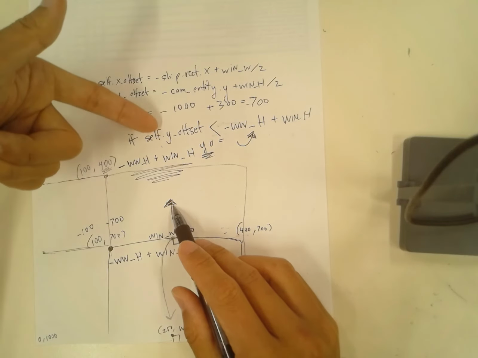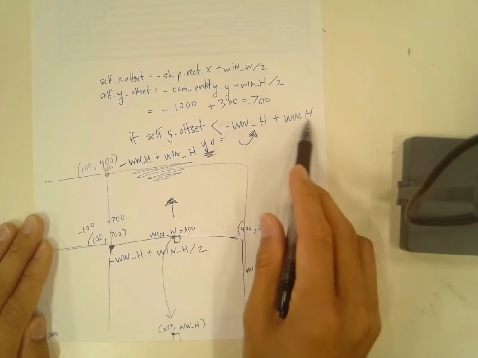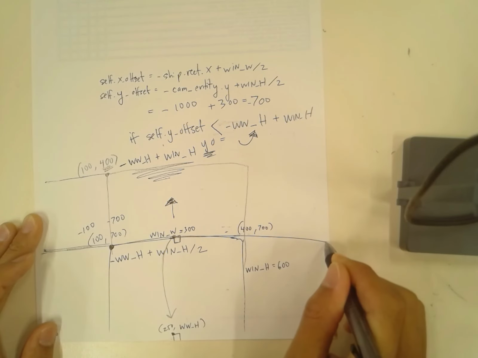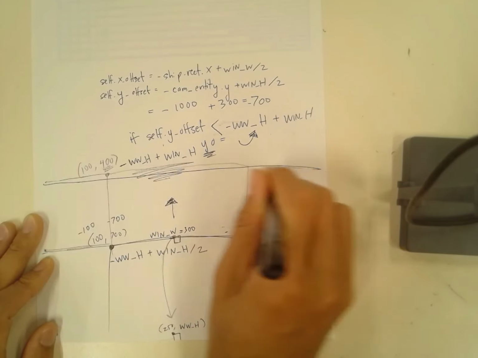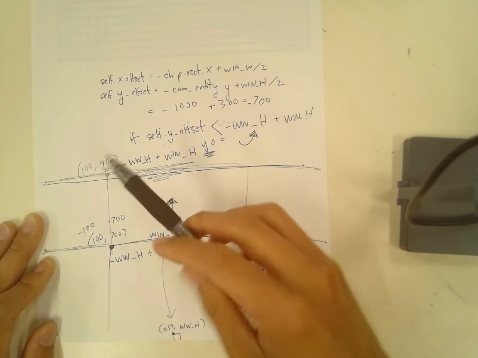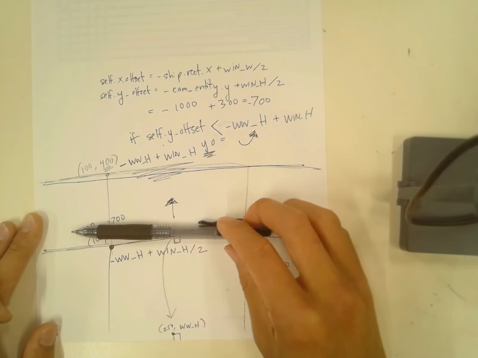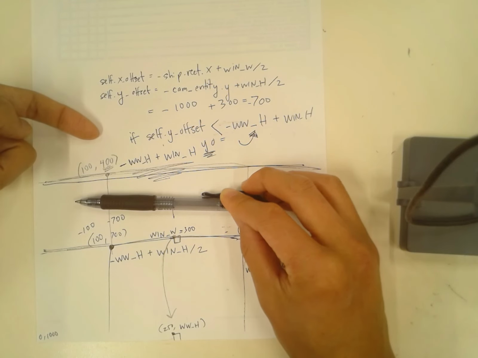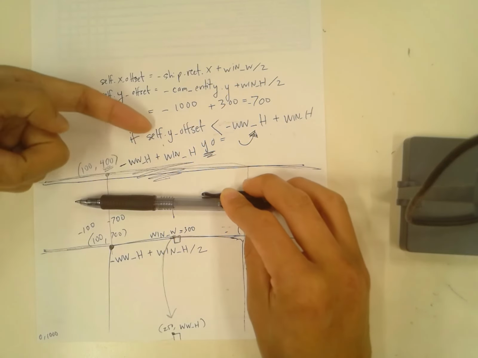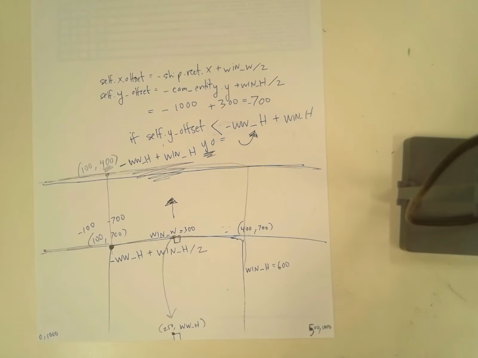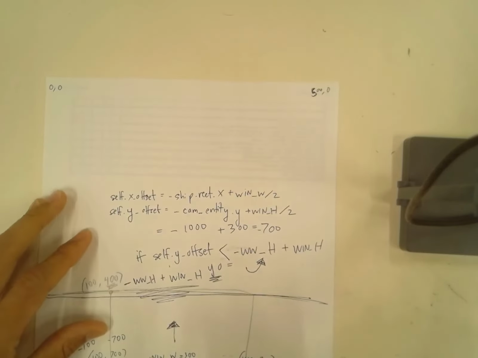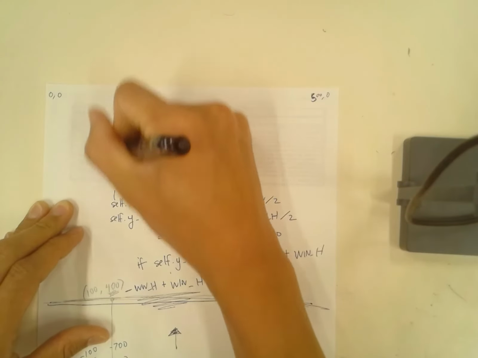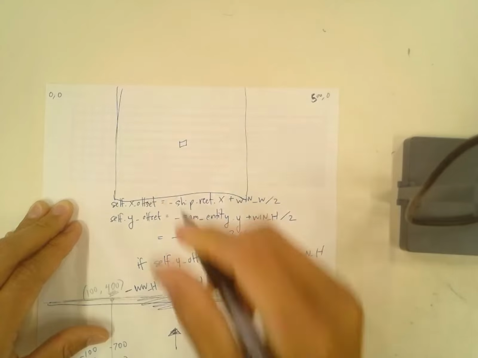The y offset will not be less than this line here. It will be greater than, because as we move up, let's say the camera entity moves up 100 units, that means the y offset is now negative 300, which is greater than negative 400. And this expression here is not true. So that is how you create the smart camera on the y-axis at the bottom of the world. The next problem, once you get this worked out, is how to make the smart camera at the top of the world.